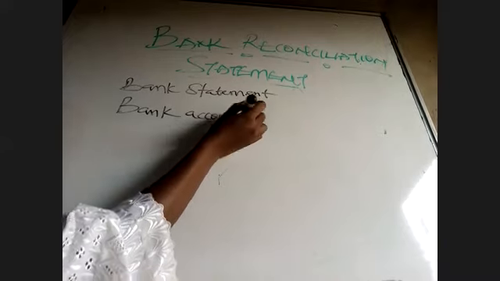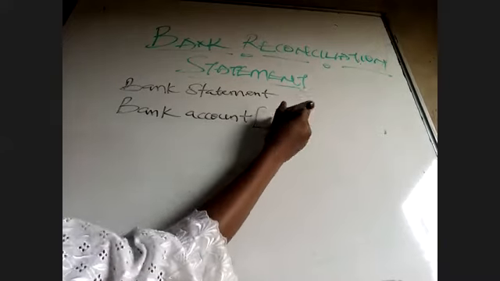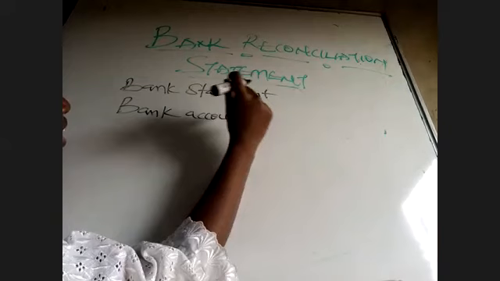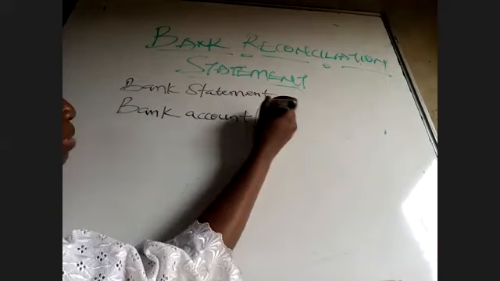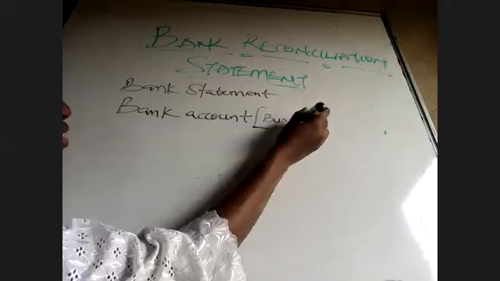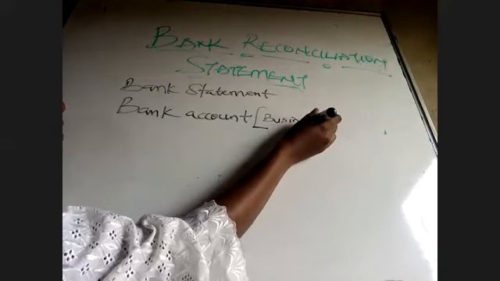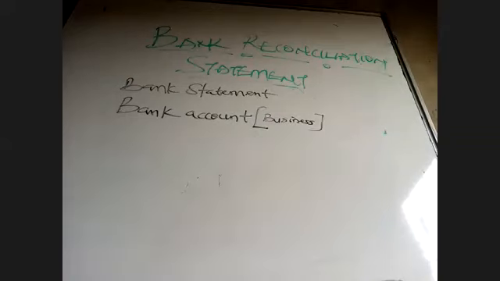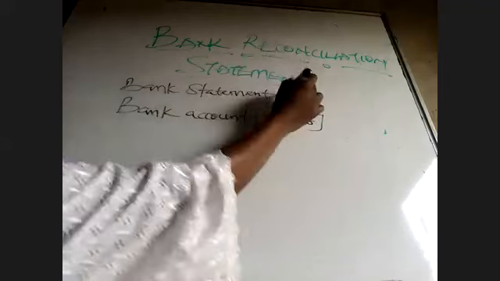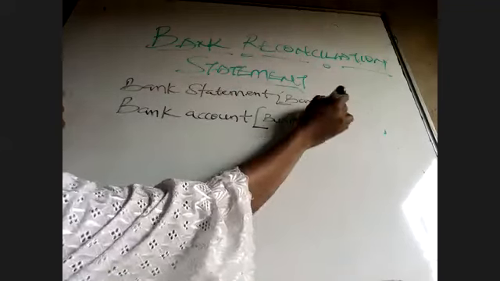So note that this bank account is the account that is meant for the business. You tell them, let's see, this is what they have. It's different from what is in the bank statement. This is what the bank statement shows.